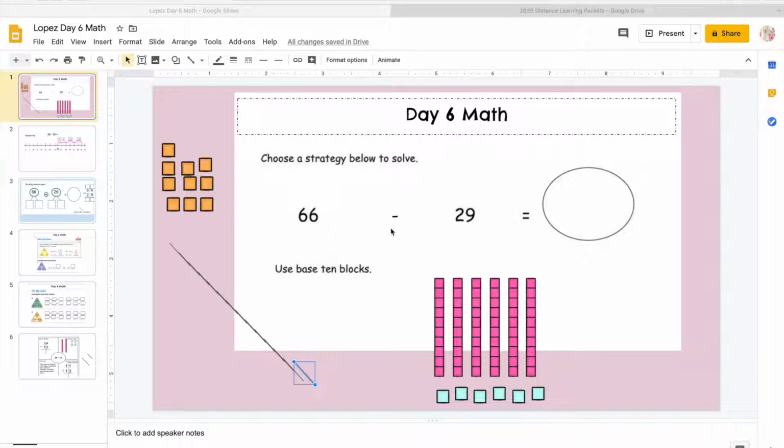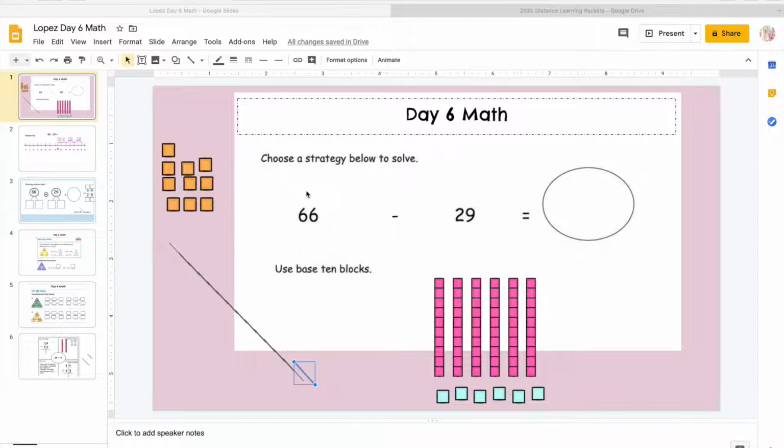Miss Lopez here. I'm just checking in. I'm going to go over day 6 of math just to answer any questions you may have. The first problem here is: choose a strategy below to solve. We're going to use base 10 blocks, and our problem here is 66 minus 29. Normally I would line this up and do the standard algorithm, which you still can. You can draw those tens and ones charts, but I'm going to show you using base 10 blocks.